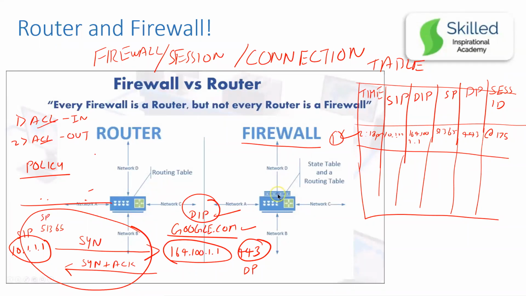So, just to give you a one-liner: every firewall is a router, but not every router is a firewall. Every firewall is a router because every firewall is able to manage routing, can do static routes, and can do dynamic routing as well. Whatever a router can do, a firewall can also do, plus some additional benefits.